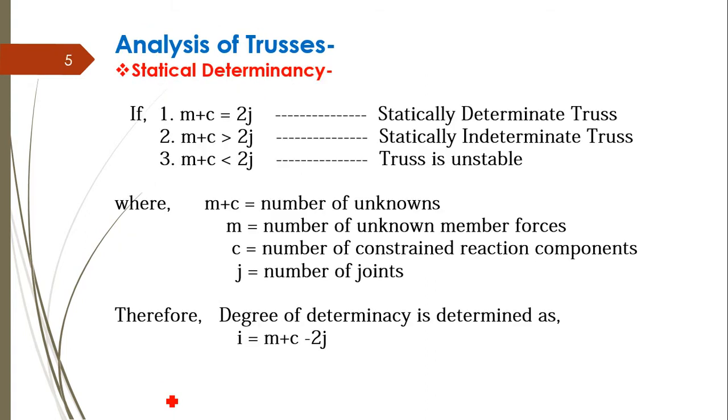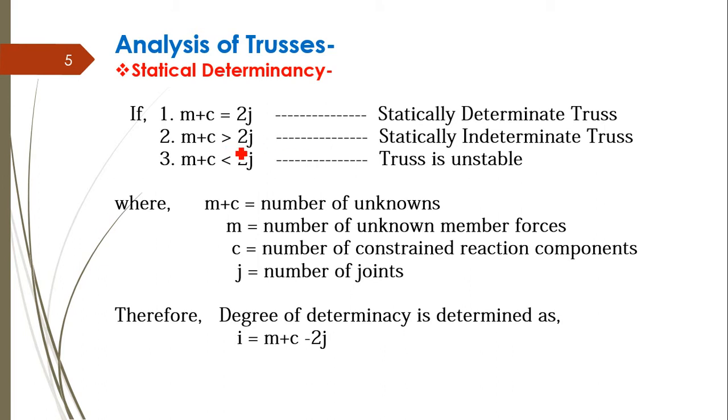Now, analysis of truss. Whenever you want to analyze truss members, the first thing we should know is the statical determinacy. Based on its value, we can say whether the structure is statically determinate or indeterminate. This will check whether the conditions of equilibrium are satisfied in that truss or not. For that, an equation is used, that is m plus c equals 2j. If m plus c is equal to 2j, then that truss is said to be a statically determinate truss.